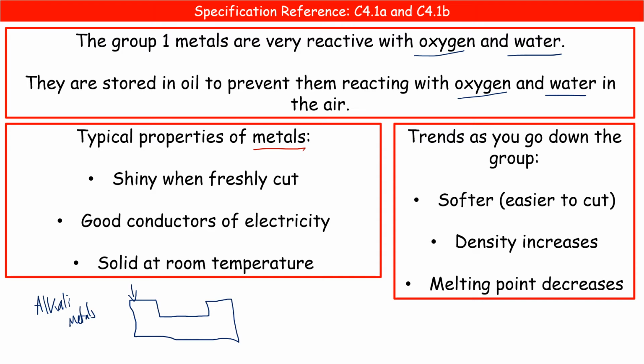We also need to know some key trends. Now, trends just means patterns. So there are some patterns as we go down the group. First one, they're softer the further down the group you go, which means they're easier to cut. You probably saw the demonstration of this in class where when you try and cut lithium, it's a little bit tricky. But by the time you're down to potassium, it's just like slicing through a bit of soft cheese, really. The density also increases and the melting point decreases.